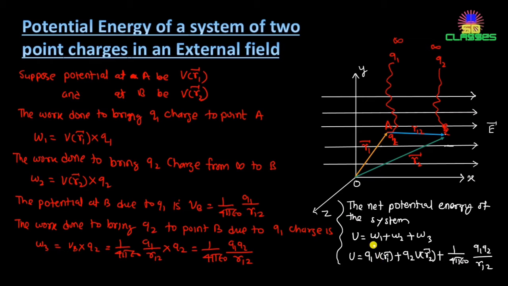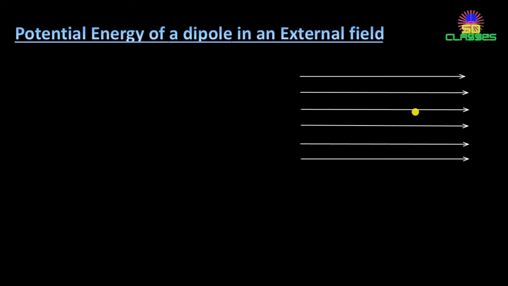The first term is due to the electric field, and the second term is also due to the electric field, and the third term is due to the electric field of the q1 charge that has already arrived before the charge q2. Okay, so this is all about the potential energy of a system of two charges inside an external field. Next, we are going to learn the potential energy of a dipole in an external field.